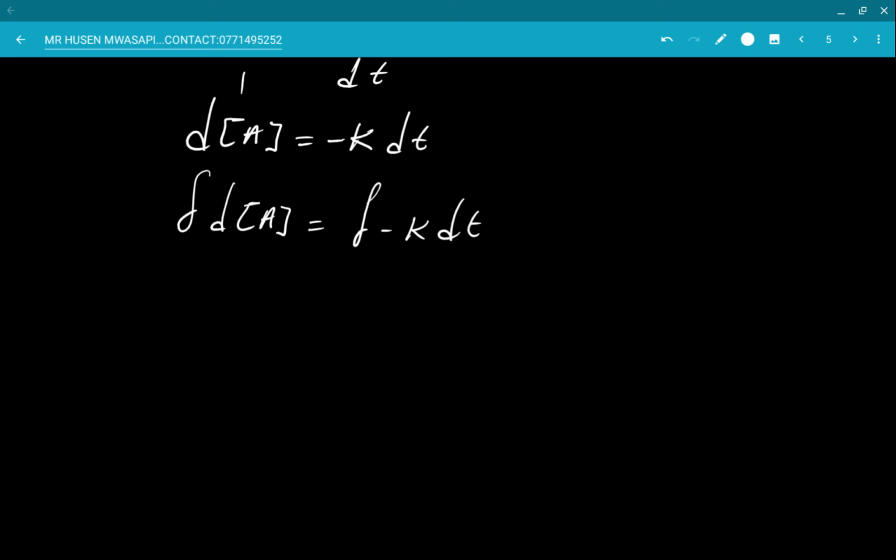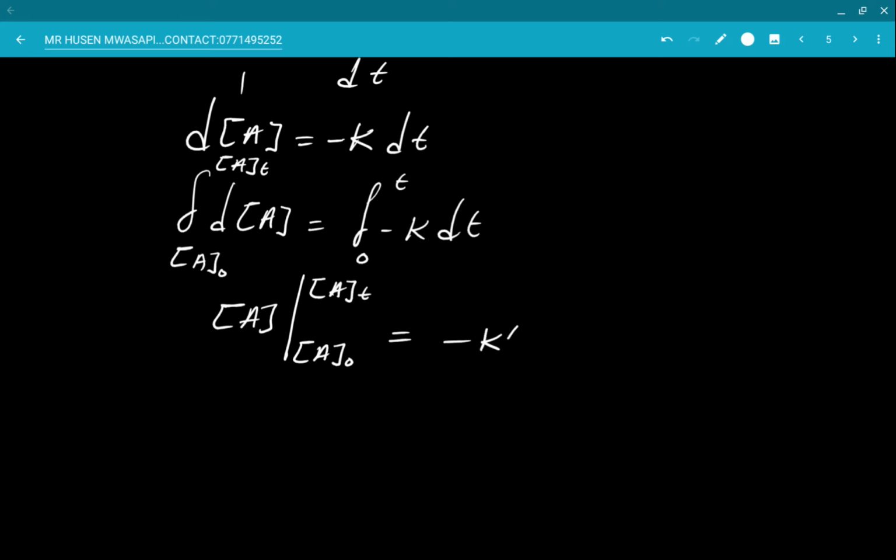For the left hand side, we'll take it from the concentration of A at the initial to the concentration of A at time t. But here we'll take the time from 0 to t. Now if we integrate this, the dA will just give concentration A, running from A0 to At. And this will be equivalent to minus Kt, which will run from 0 to t.